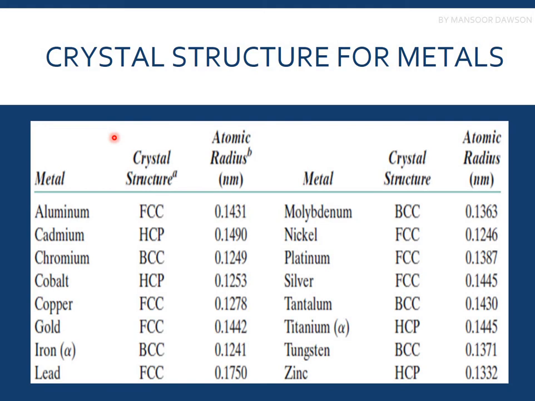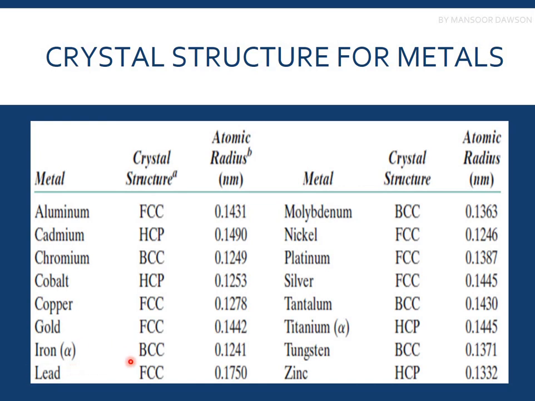Here you can see certain elements having certain crystal structures. First of all, aluminum has FCC, cadmium has an HCP structure, chromium has BCC, cobalt has HCP, and copper and gold have FCC structures as well. Iron is BCC. Here alpha iron is written; if the iron is in the gamma state, that is austenitic iron, it would be FCC. We'll be discussing that in the later slides.